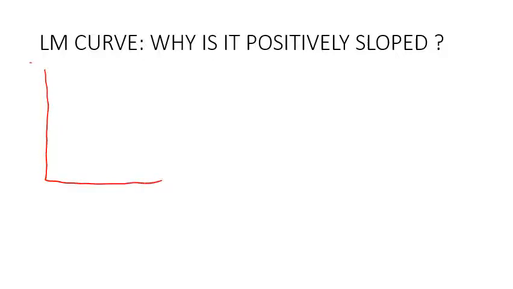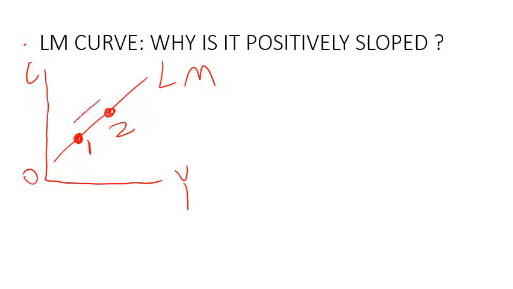Okay. Interest rate, GDP, and LM curve. Let's assume we start here, a point on the LM curve, and we go from that point to this point. So we're moving up and along the LM curve. Again, the question is, why is the LM curve positively sloped?